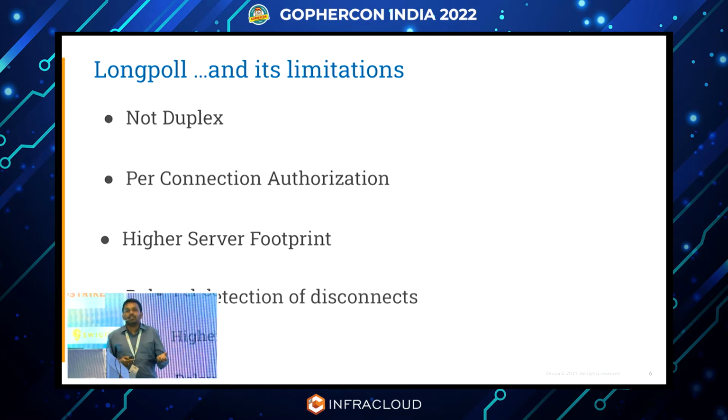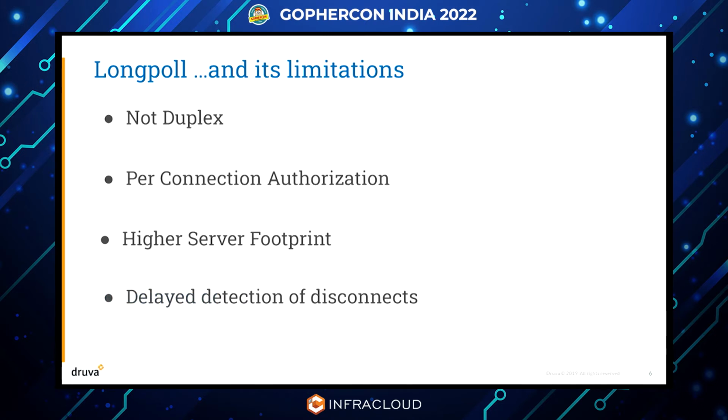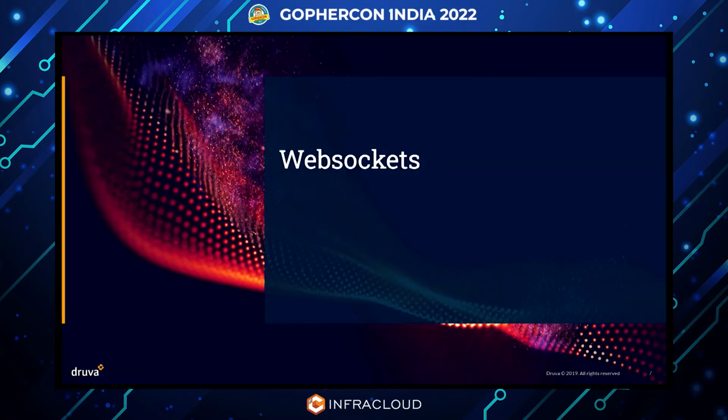And then the delayed detection of disconnect. If a client polls, the server holds on to the connection, and suppose the client dies, the disconnect of the client will be detected a bit later, when there is something available on the server side and the server tries to write on that connection, or the timeout has been reached. So these were the four major problems we faced with long poll.